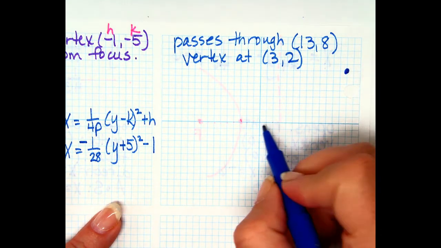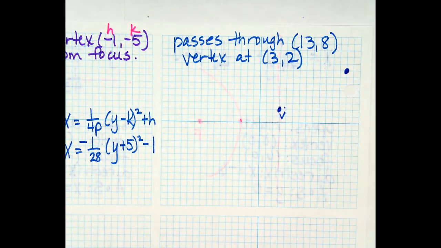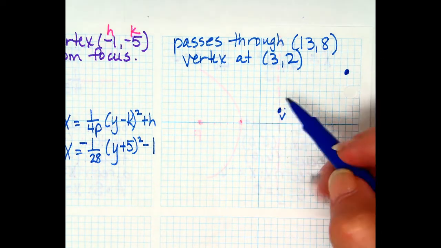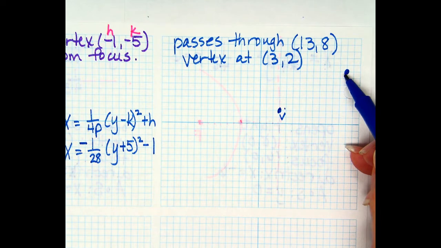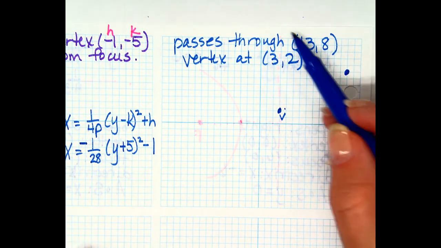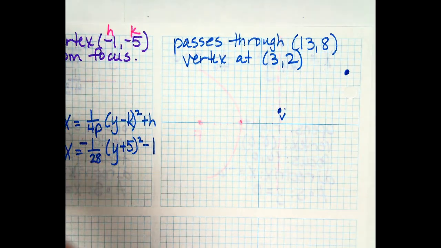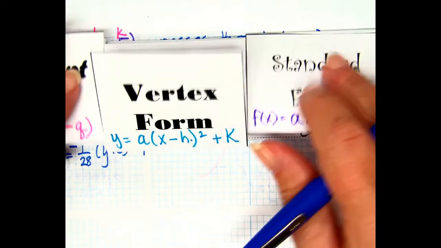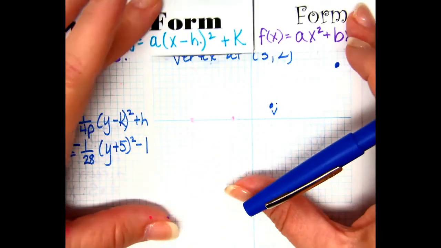It passes through that point, and my vertex is here. Is this P? It's not, is it? This is just a random point on the parabola. So we don't have a P in this problem. It doesn't tell us a P in this problem. So if there's no P, what should I be looking at? I should be looking at this, shouldn't I? From yesterday, remember? Which one of these should I be using?